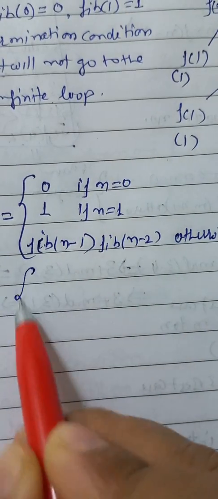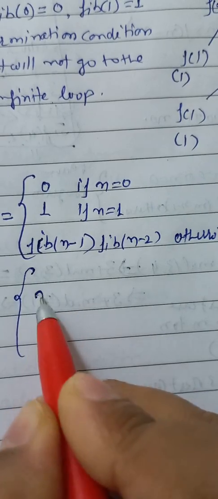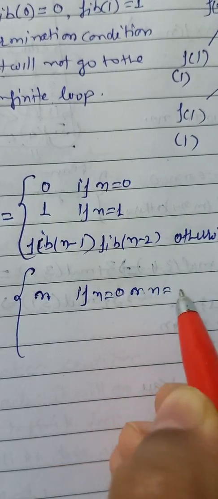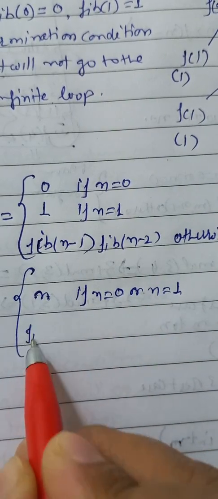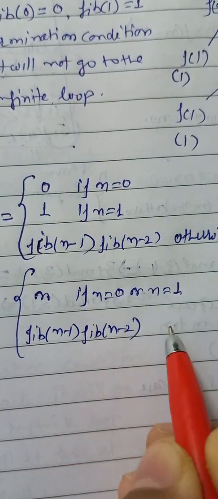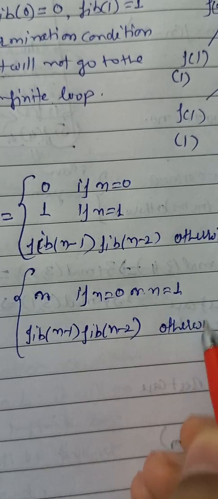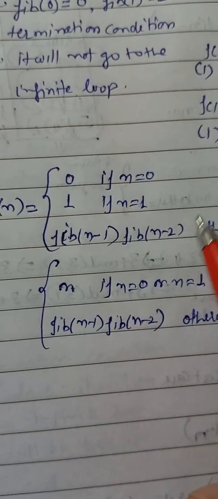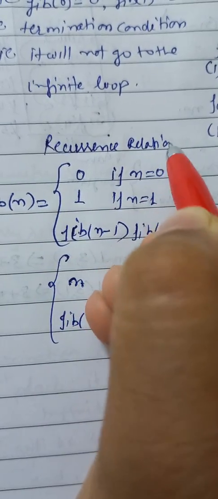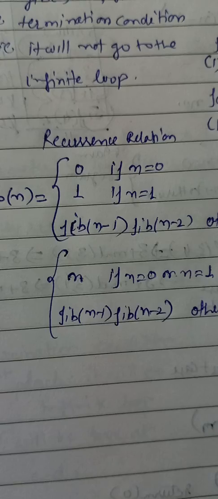Or we can write it like this also. The value will be n if n is equal to 0 or n is equal to 1, otherwise Fibonacci n minus 1 plus Fibonacci n minus 2 otherwise. So this is the recurrence relation. This is the way we can write the recurrence relation.